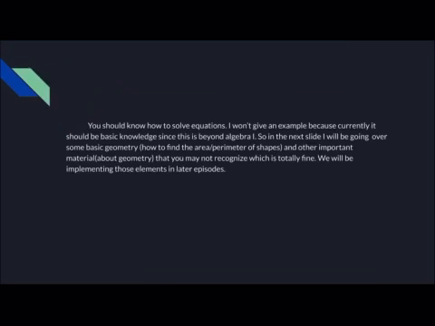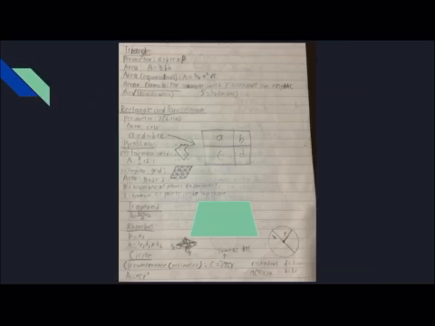So you should know how to solve equations. I won't give an example because it should be basic knowledge, since competition math is beyond algebra 1. So in the next slide, I'll be going over some basic geometry and how to find area and perimeter of shapes, which you should definitely know, and other important material about geometry that you may not recognize, which is totally fine. We will be implementing those elements in later episodes.